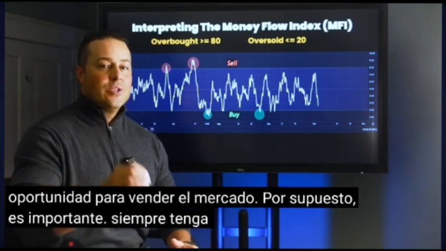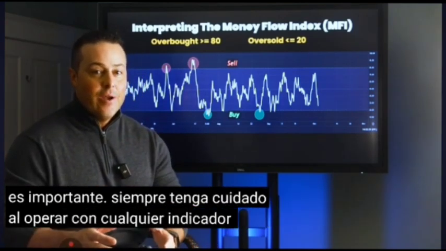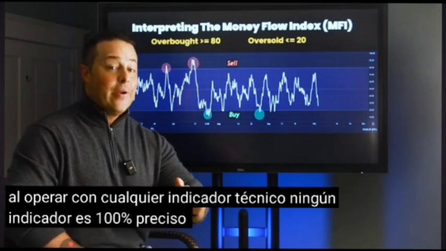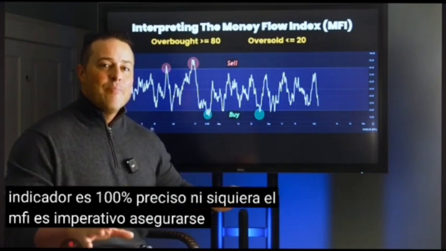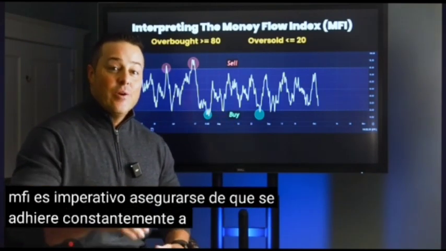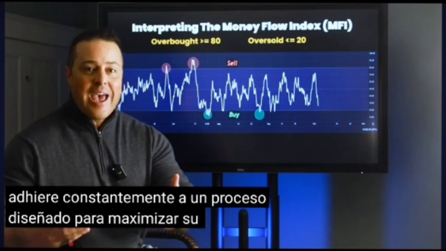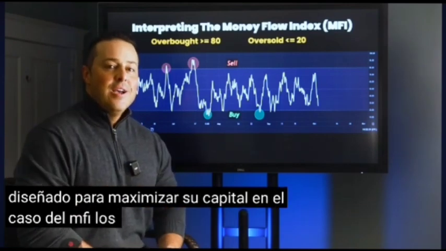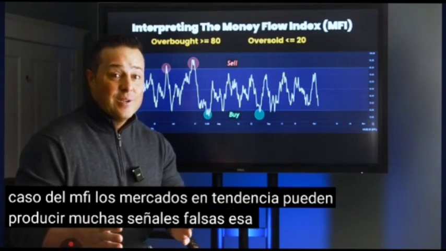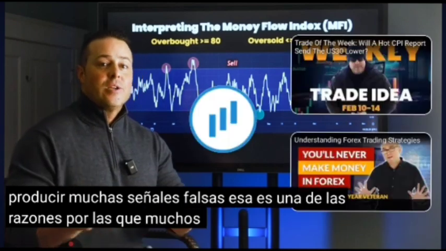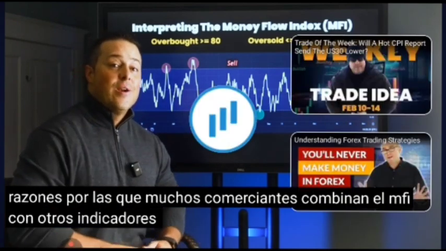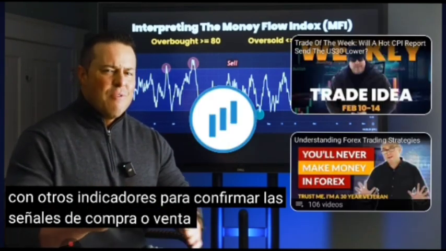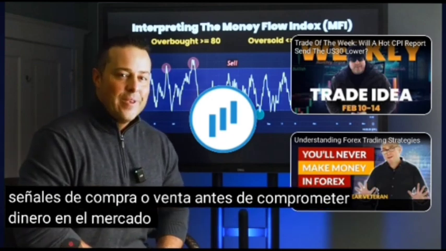Of course, it's important to always use caution when trading any technical indicator. No indicator is 100% accurate, not even the MFI. It's imperative to make sure that you consistently adhere to a process designed to maximize your capital. In the case of the MFI, trending markets can produce many false signals. That's one reason why many traders combine the MFI with other indicators to confirm the buy or sell signals before ever committing money to the real market.